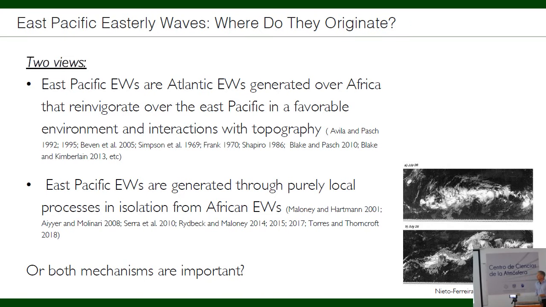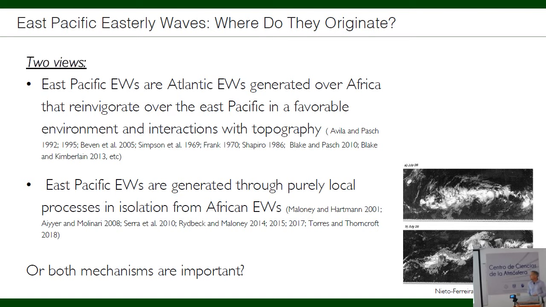Okay, so getting back to my first summary slide, where I showed this break in easterly tracks between the Atlantic and East Pacific, there are two views of how East Pacific easterly waves originate that are sort of competing with one another. As I'll mention later, I don't think they should necessarily be competing, but there seem to be two camps at the moment.